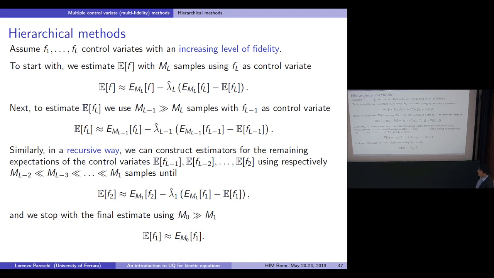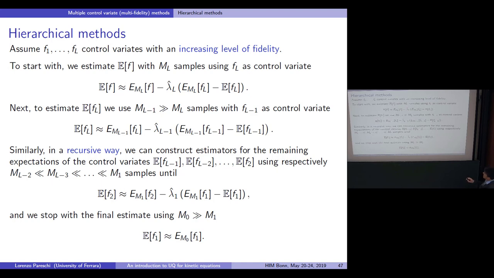So now, the starting point is, in order to compute the expectation of our solution, we use ML samples for the full model. Then we use the model with the highest level of fidelity among the surrogates as control variate. So what you see here is exactly the starting point of my lecture in general on the use of control variates. We have a Monte Carlo estimate for F, and then you use as a control variate the fidelity model of order L, which has the advantage, as usual, that its expectation can be computed in a much cheaper way. And then what we did was to optimize this parameter here. Okay. Now, what's the point?